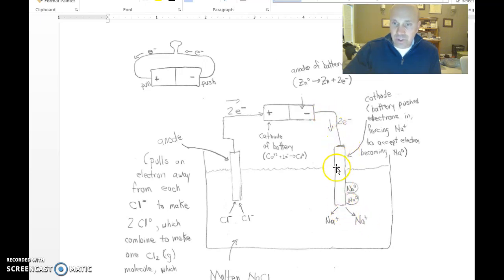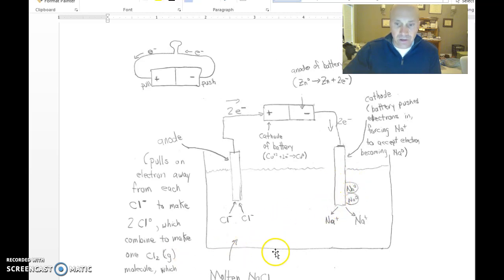Since the electrons are getting pushed that way, this is going to become slightly negatively charged. That's going to attract the Na plus ions that are in the molten sodium chloride, and it's going to then provide an electron to that sodium. And when that happens, that becomes neutral sodium atoms. And so all these neutral metal sodium atoms are going to start to accumulate on the surface of that electrode right there.